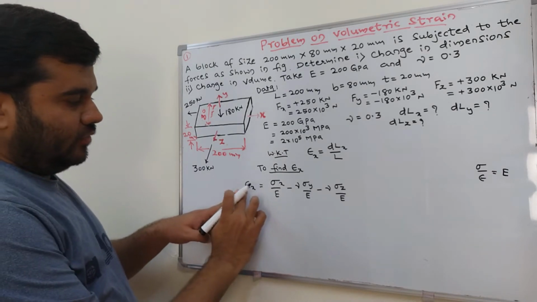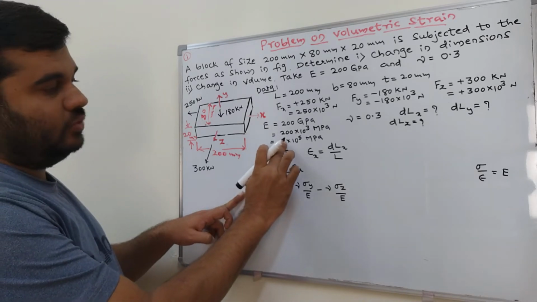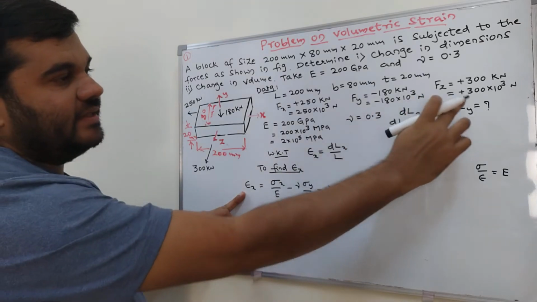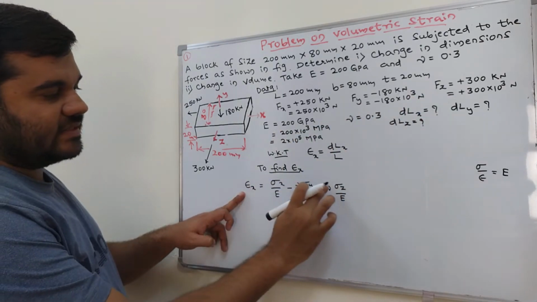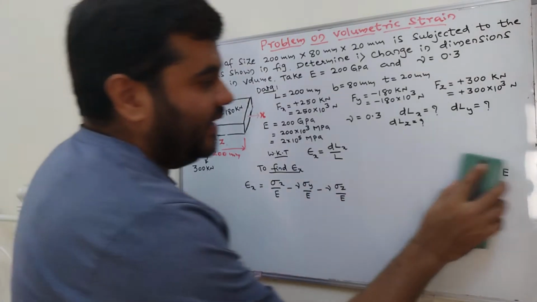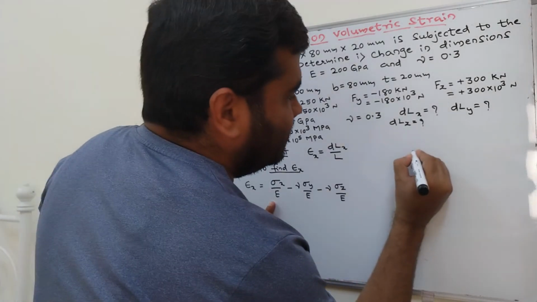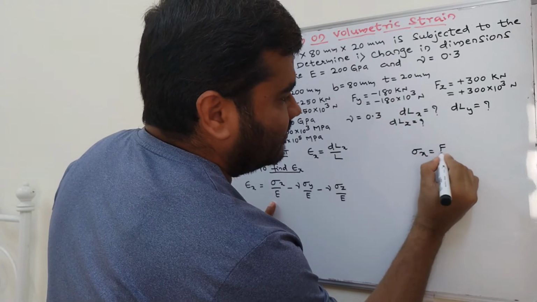So to find out this one, I want stress. I know E, Young's modulus already given, 2 into 10 raised to 5, and Poisson's ratio 0.3 is given. So I want to find out first stress in x direction, stress in y direction, stress in z direction. Okay, first one by one I will go. Stress in x direction equal to load by area.